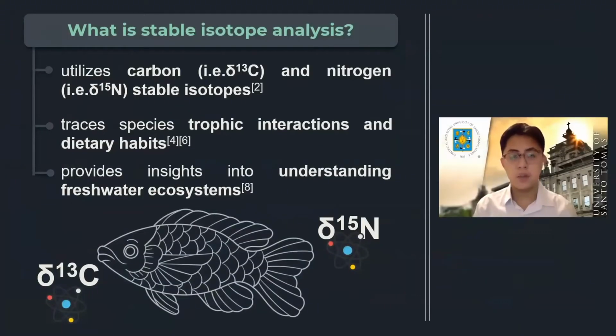So what is stable isotope analysis? Stable isotope analysis is a well-established method used in elucidating food web structures in aquatic ecosystems. Among the many stable isotopes studied, delta carbon-13 and delta nitrogen-15 isotopes are used in assessing organismal diet. In recent years, stable isotope analysis has contributed in managing conservation strategies by tracing species-trophic interactions and dietary habits.